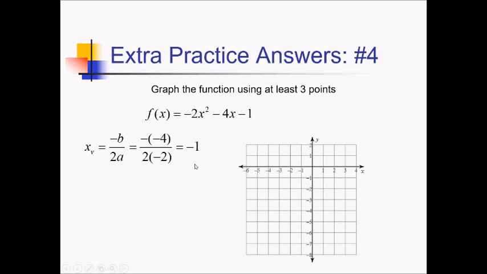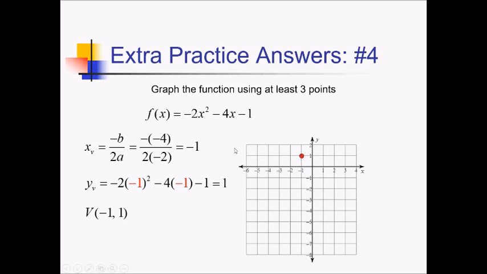Now I need the y value of the vertex, which I can find by plugging -1 back in for x in the equation here. So let's see, -1 squared is going to give me 1, times -2 is -2. And -4 times -1, that's going to be +4. So we basically have -2 plus 4, which is +2. And then -1, that's going to be 1 left over. So -1, 1, that's going to be our vertex, and that is right up here.